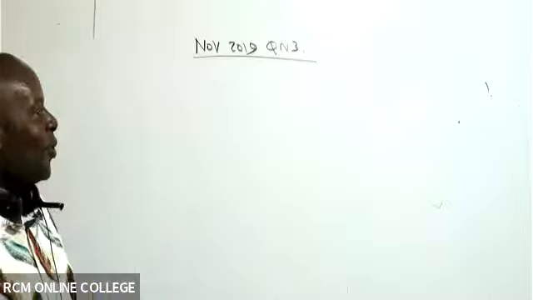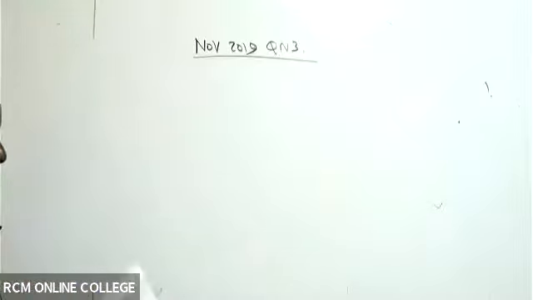Okay, so November 2019, question number 3. Of course, you can see a situation where this gentleman has $1 million. He has invested 200,000 in X. He has invested 800,000 in Y. So basically, they want us to get the weights there.